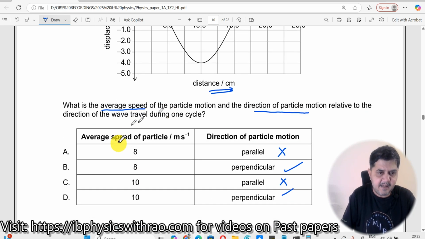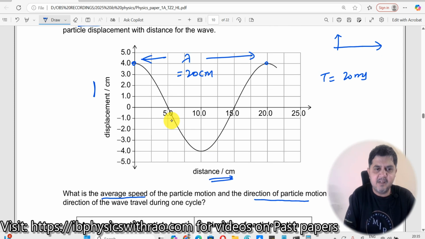Do you need a wave speed? No, you need a particle speed. Particle, what happens? In one time period, it starts from here, goes here. It is 4 centimeter, 4 centimeter, 4 centimeter, 4 centimeter. Total distance it travels here, not velocity, distance, should be 8 plus 8, 16 centimeter.